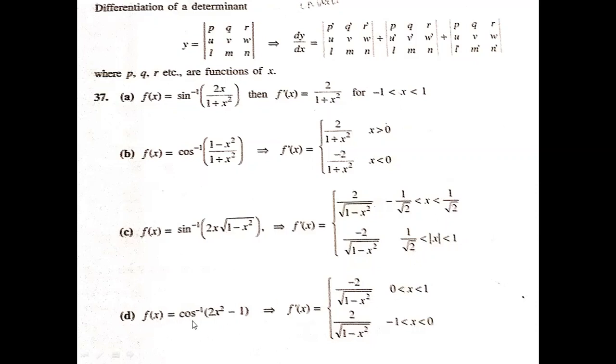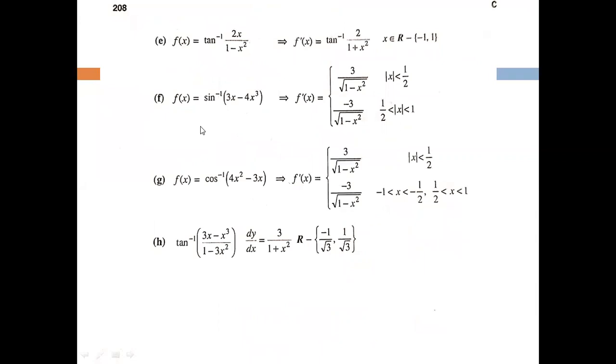If f of x is equal to cos inverse of 2x square minus 1, then f dash x will be 2 by root of 1 minus x square or minus 2 by root of 1 minus x square, based on these two inequalities. And f of x is equal to tan inverse of 2x by 1 minus x square, f dash x will be 2 by 1 plus x square.